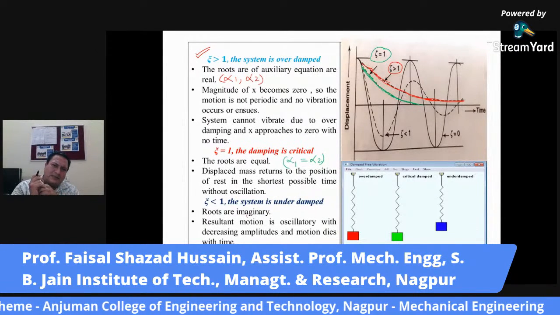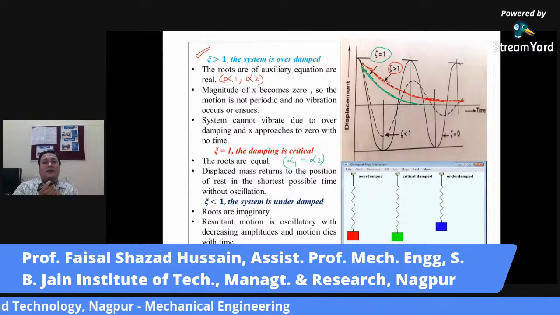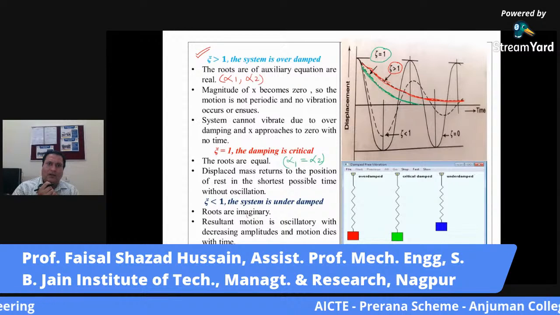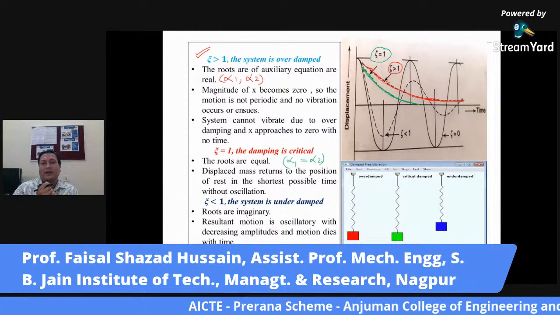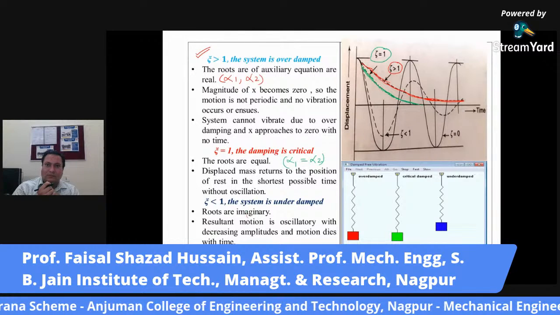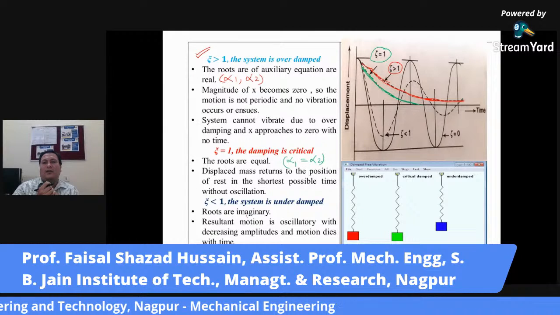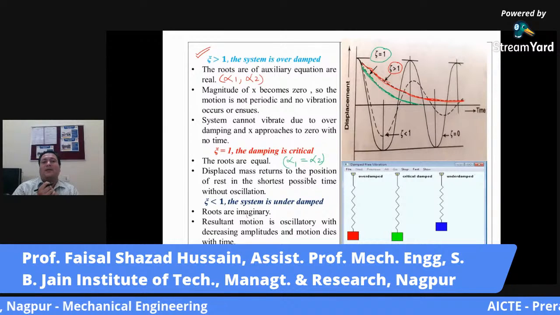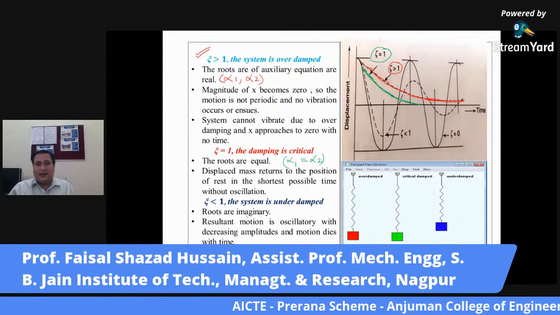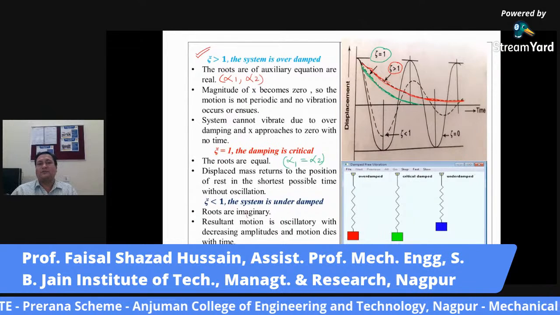The best example is large guns. When large guns are fired, after firing, the gun recoils. And when the gun recoils, within shortest possible time the recoil of gun is completed. So recoil of gun, large guns firing comes under the critical damping. Okay, you will not get a sudden jerk.